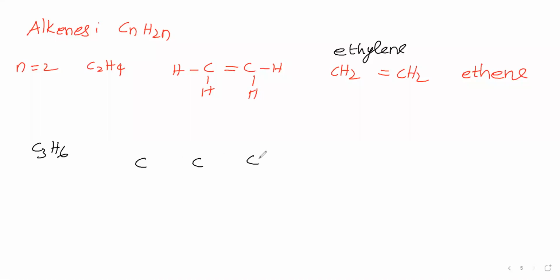Now you write a C=C double bond at one place, and at the other places we will write C-C single bonds. Only one C=C double bond we have to write. Okay, then let us give hydrogens.